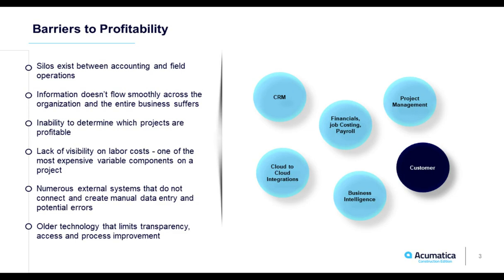Lack of visibility on labor costs. That's one of the biggest components and most expensive variables on a project is that labor cost. Being able to understand exactly where you are from a labor perspective, whether it's internal labor or contract labor. Those external systems that I just talked about a second ago, the disparate systems that do not connect and require you to do manual data entry, which can, of course, cause potential errors, especially if you're utilizing spreadsheets to do that type of work.